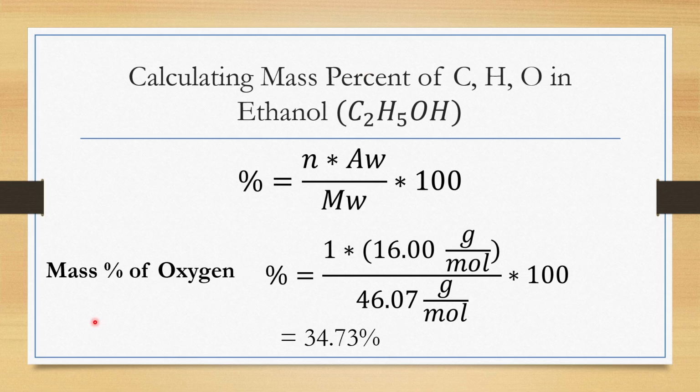In this slide, we will be finding the mass percent of oxygen. So in order to find that, we start with the same base formula. And since we have 1 oxygen in the formula, we put in 1 for N. And then we found the atomic weight from the periodic table of 16 grams per mole. And then we first calculated the molecular weight of ethanol, which we found to be 46.07 grams per mole. If we multiply this by 100, we get 34.73% for mass percent of oxygen.